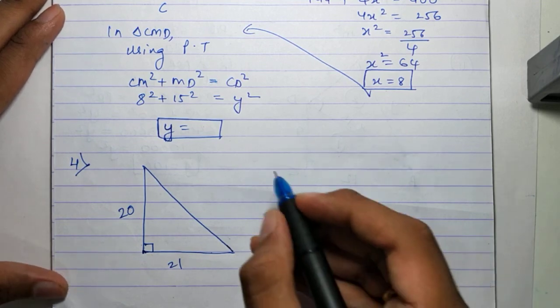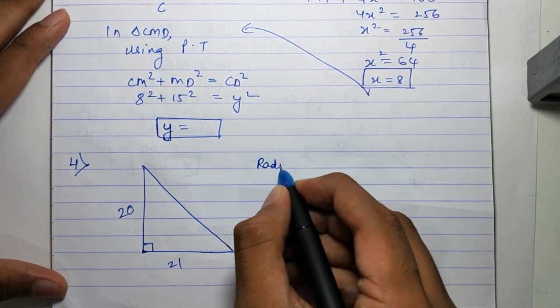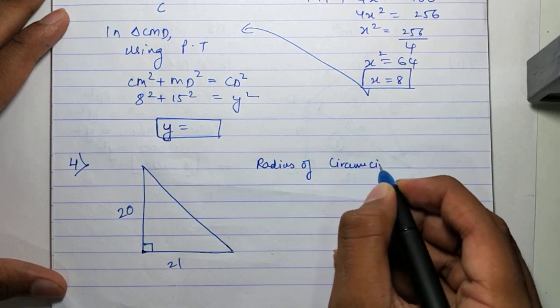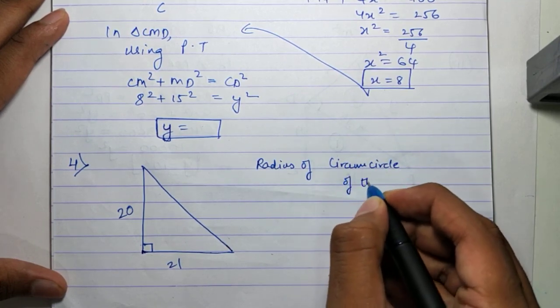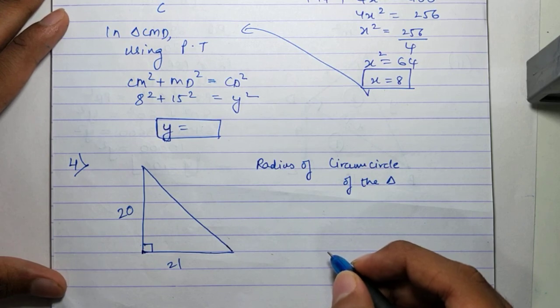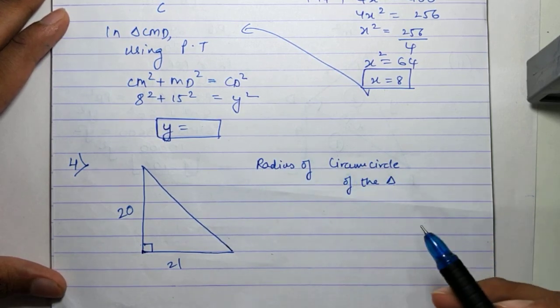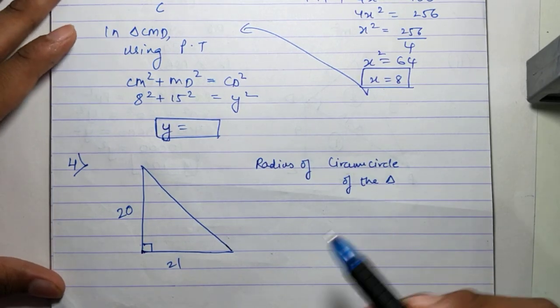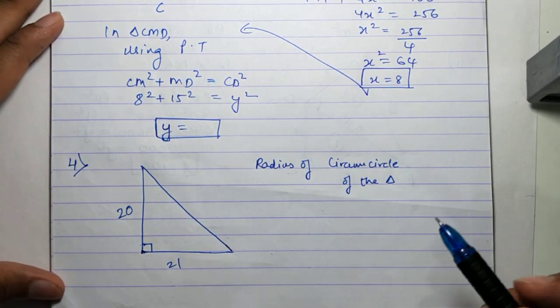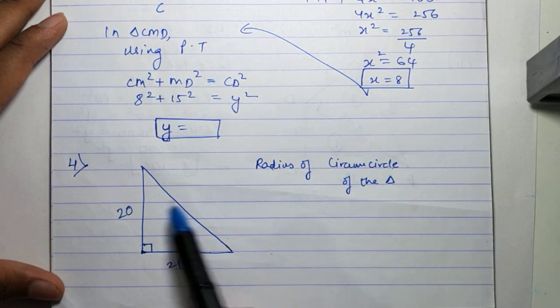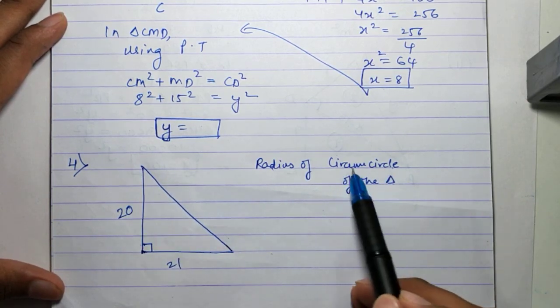Now they are asking something very different. What is the radius of the circumcircle of the triangle? So इसका मतलब मैं समझाता हूँ क्या होता है. Radius of the circumcircle of the triangle. So this is the triangle, circumcircle of the triangle.